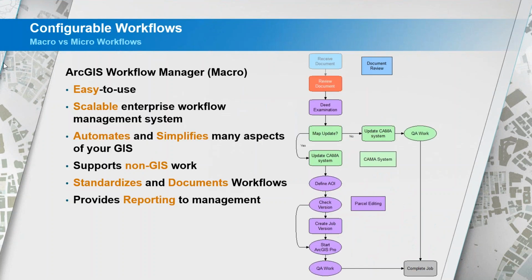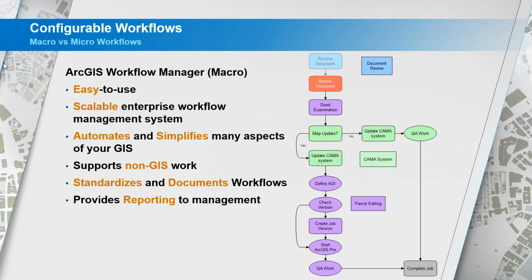The other thing that we're trying to bring with the Pro parcel fabric is configurable workflows. And I want to talk about two different types of workflows here. There's what I call macro workflows and micro workflows. Macro workflows, I'm going to call high-level workflow. And that describes the entire process that is in place at your organization.